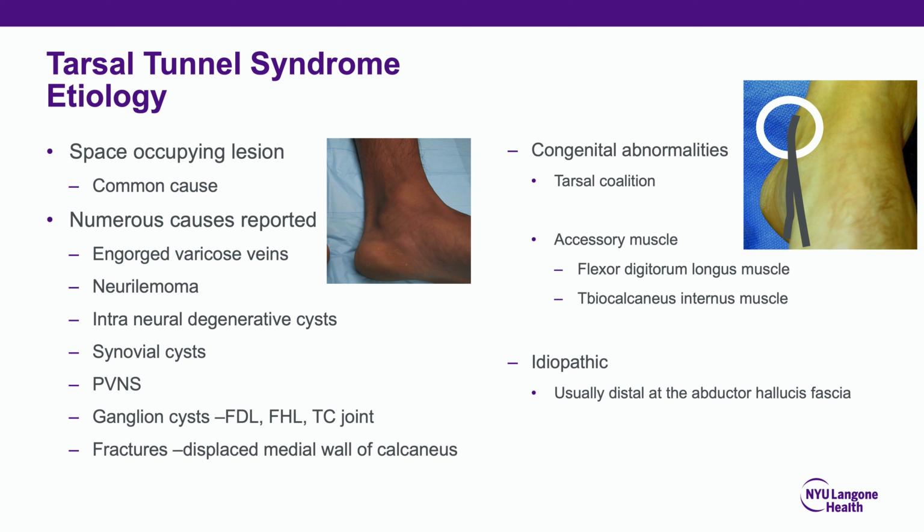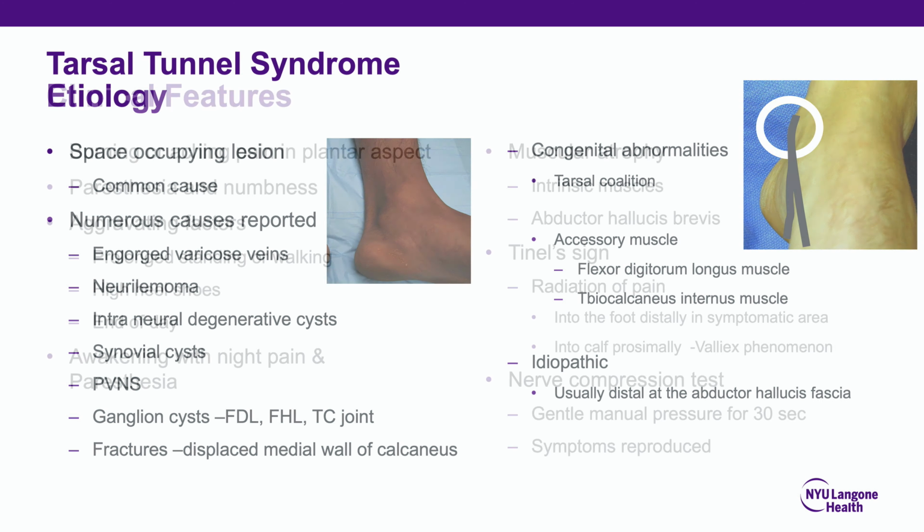Congenital abnormalities include tarsal coalitions and accessory muscles. Accessory muscles include the accessory FDL or tibiocalcaneus internus muscle. Idiopathic causes are usually distal to the abductor hallucis fascia.